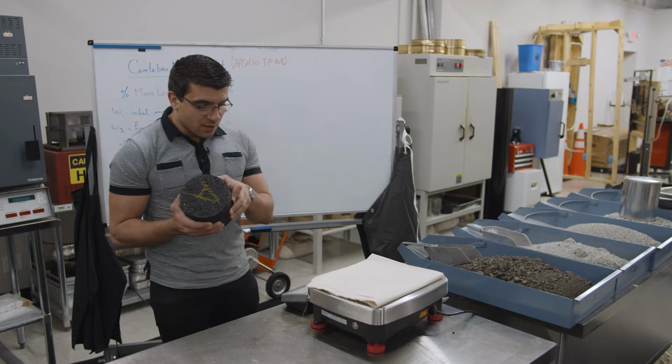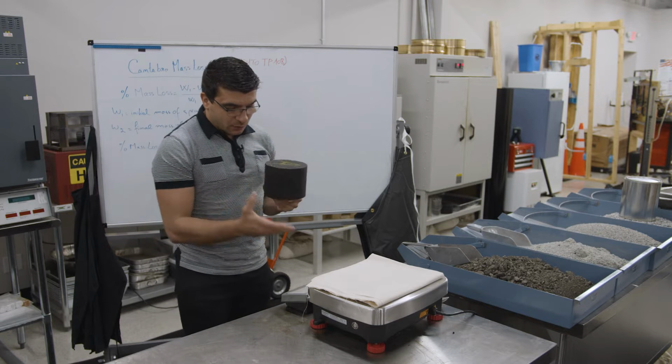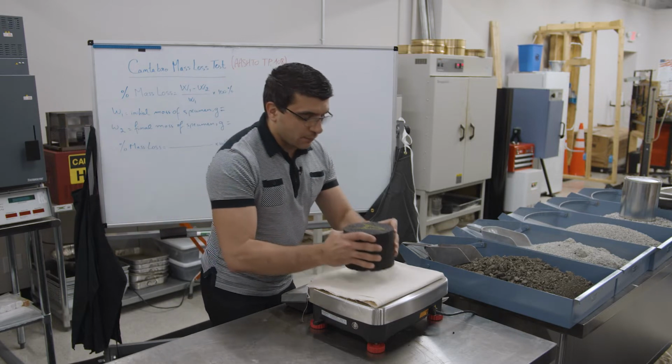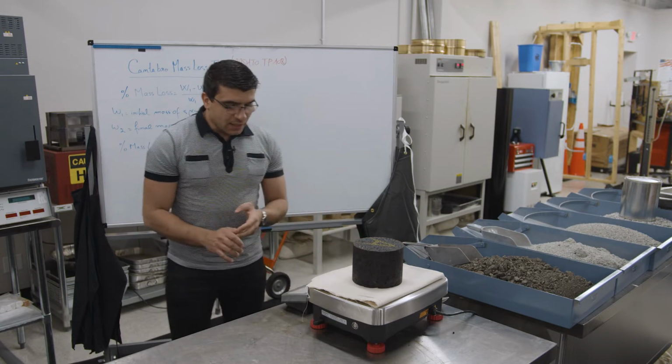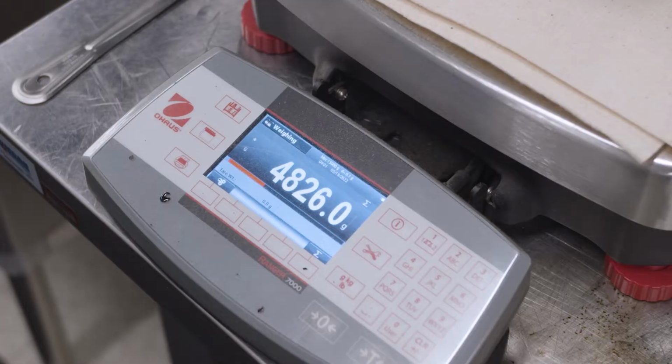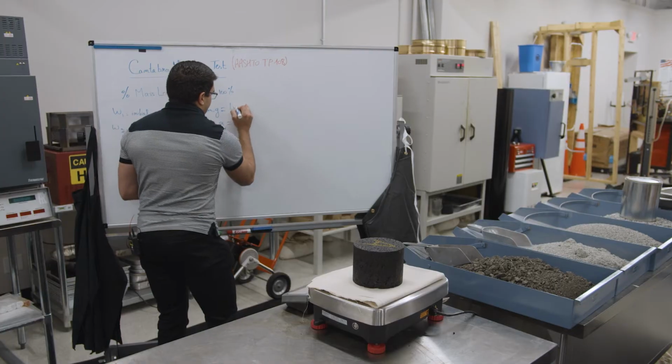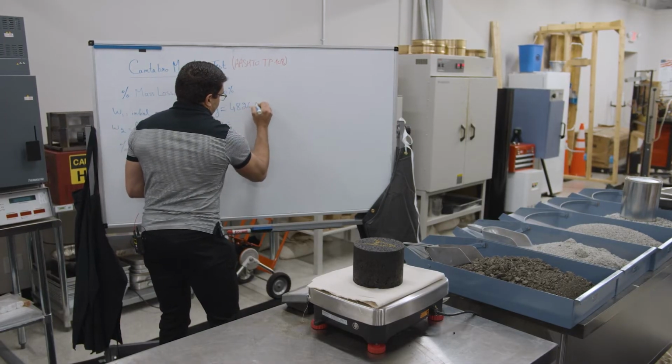To that matter, we need a weighing device. We want to make sure that the weighing device is zeroed, and then we're going to put the specimen on top of it, and then we're going to make a reading up to a single digit. It's going to be 4826.0 grams in this case.